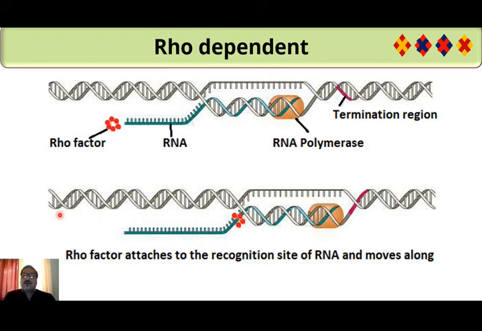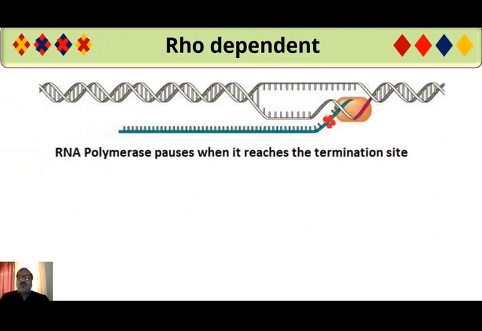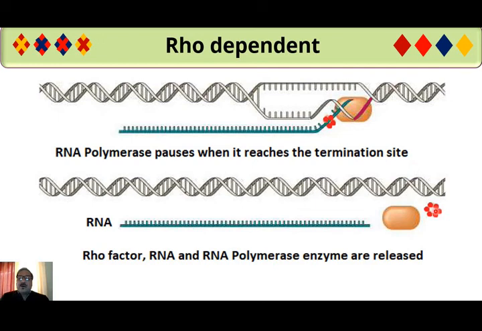Then, when the RNA polymerase enzyme comes in the vicinity of this terminating region, it pauses. And then the rho factor hydrolyzes the mRNA from the RNA polymerase enzyme, and all these three are released from the DNA strand. So the RNA, the polymerase enzyme and the rho factor are released after termination.